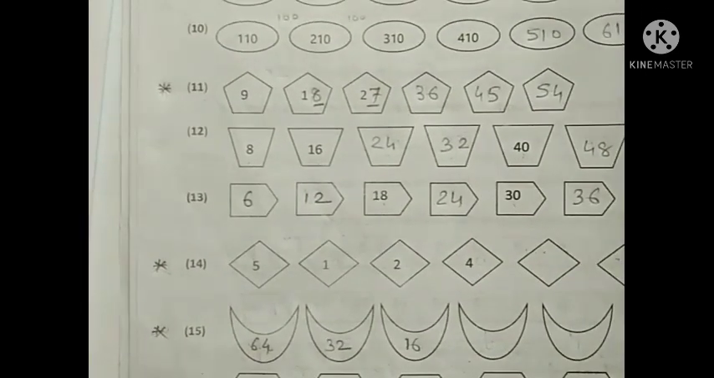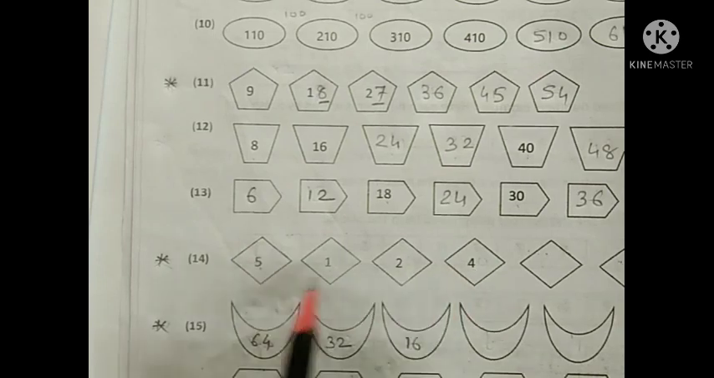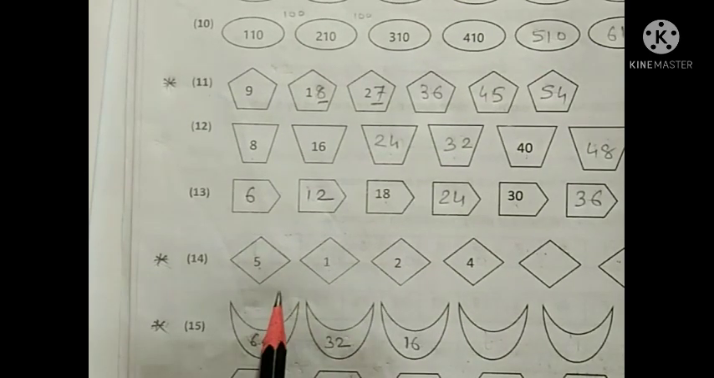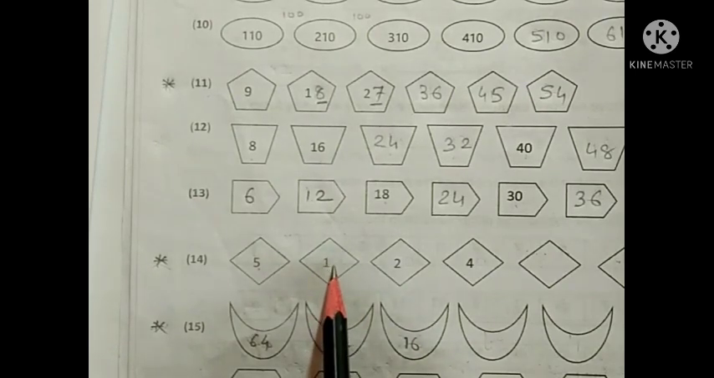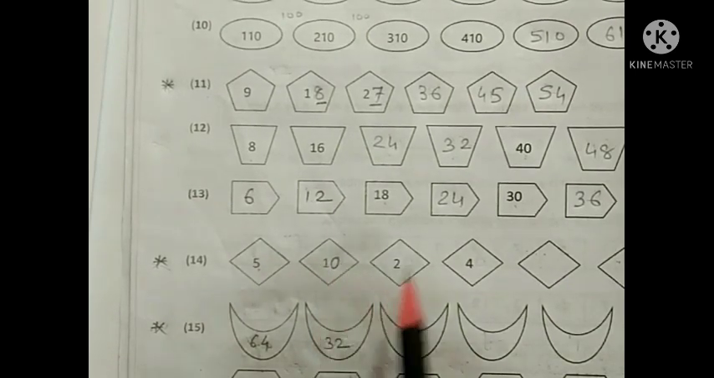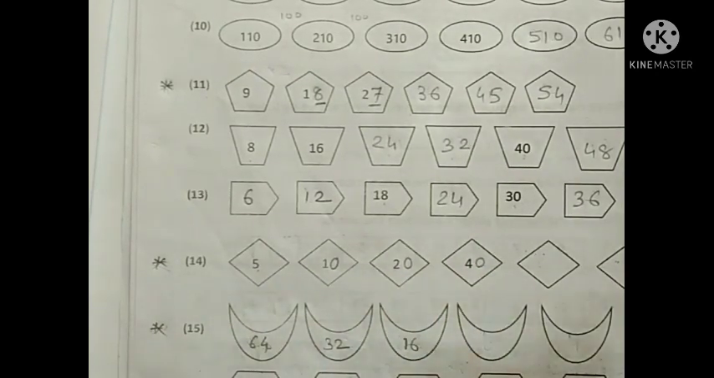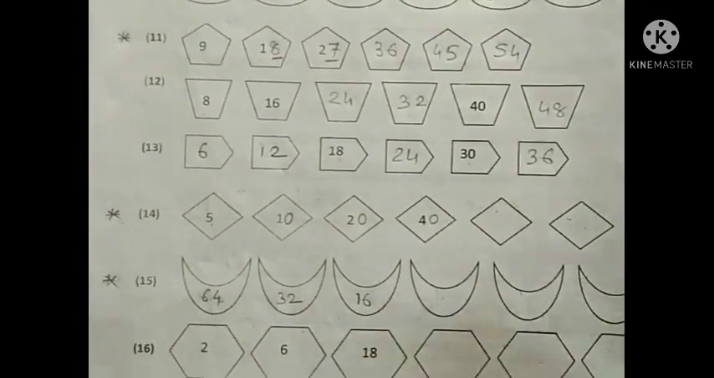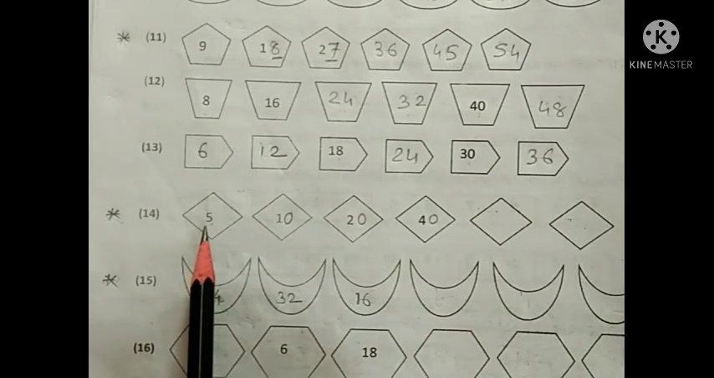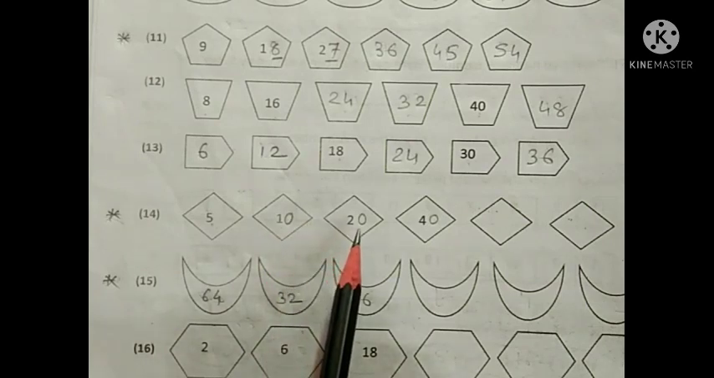Next question number 14. Again here is some printing mistake. Here 5, 1, 2, 4 is given, but this one is not in any pattern. So the mistake is here, a printing mistake. Actually this one is 10, this one is 20, this one is 40. Now how is the pattern? Here, pattern one is 5, then 5 plus 5 is 10, 10 plus 5 is 15 only, but here it is 20.